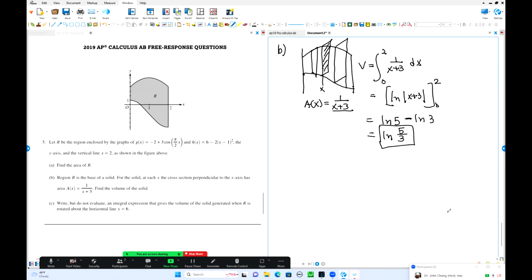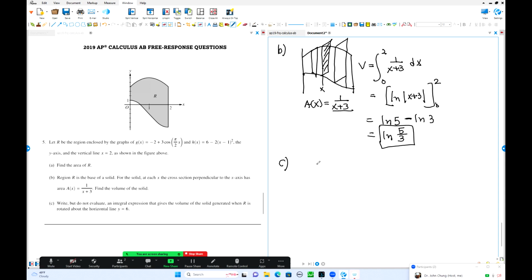All right, the next number is C. At this time you don't have to evaluate, just write an integral expression that gives us the volume of the solid generated when R is rotated about the horizontal line y equals 6.